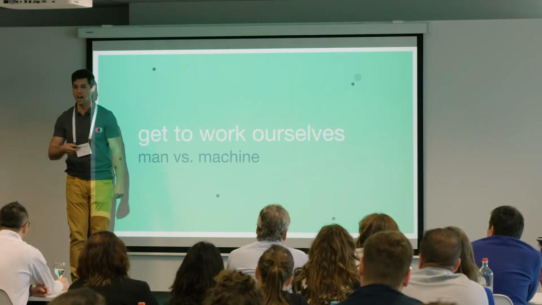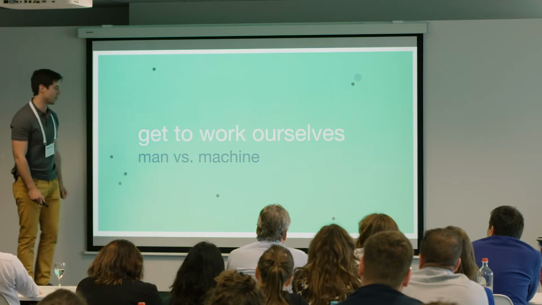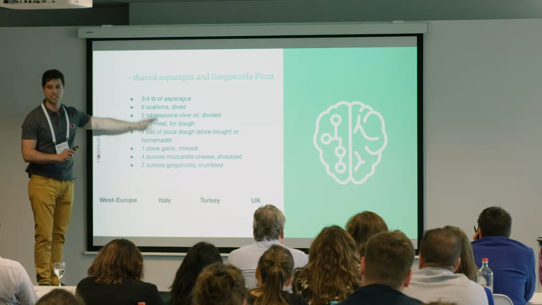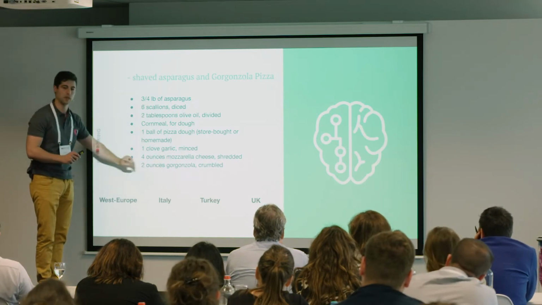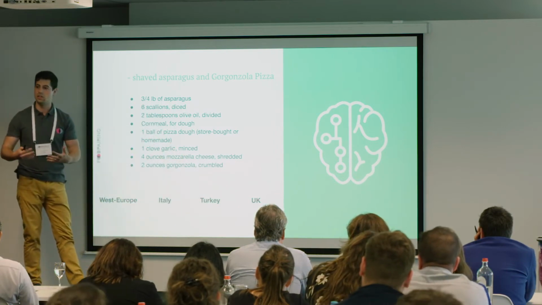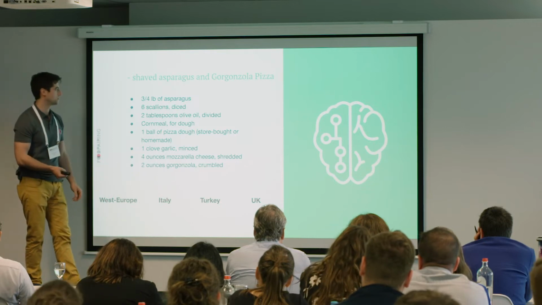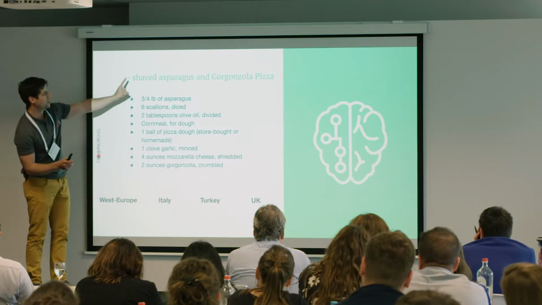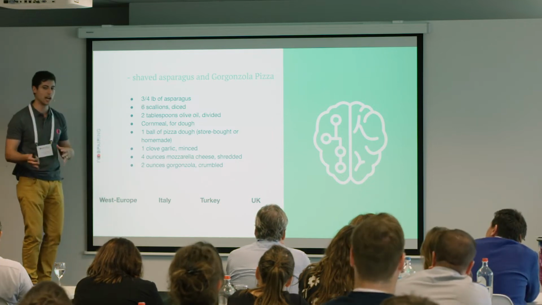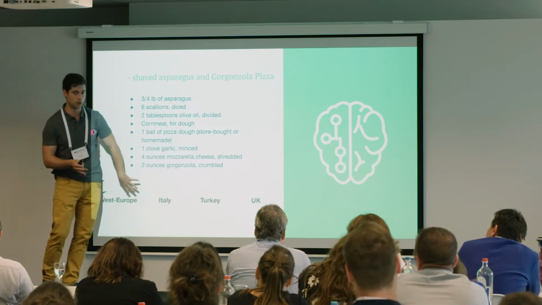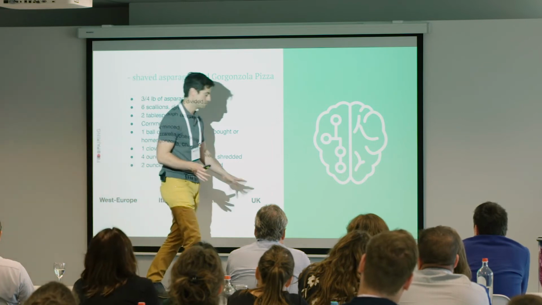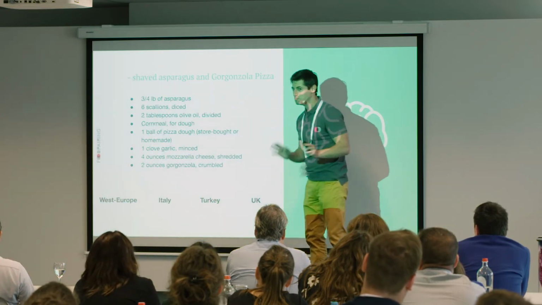Now, to see how efficient learners you guys are, we've added a little quiz. Each time I have a recipe with a title and some ingredients, and I present to you four options about a certain dish type or course type. For the first one, we have shaved asparagus and gorgonzola pizza with a number of ingredients, and you have to guess if it's more Western European cuisine, Italian cuisine, Turkish cuisine, or UK cuisine. Super difficult.